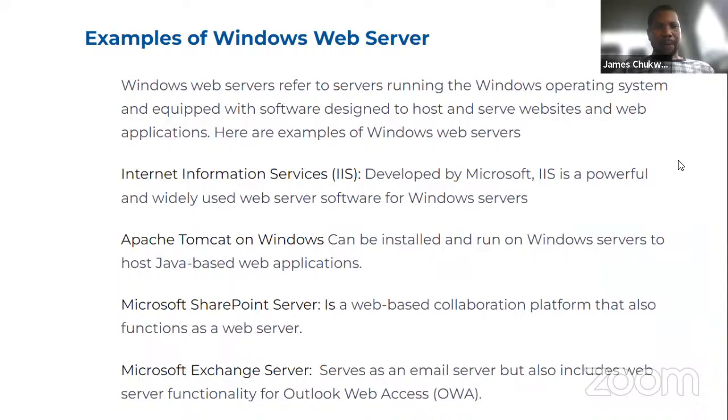So here are examples of Windows web servers: Internet Information Services, Apache Tomcat on Windows, Microsoft SharePoint Server, and Microsoft Exchange Server. Now, these are examples of Windows web servers. Don't forget, we've already talked about what a web server is, but this is us looking at examples of Windows web servers. We've seen Internet Information Services. What exactly is Internet Information Services?